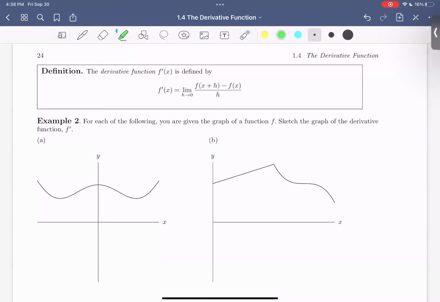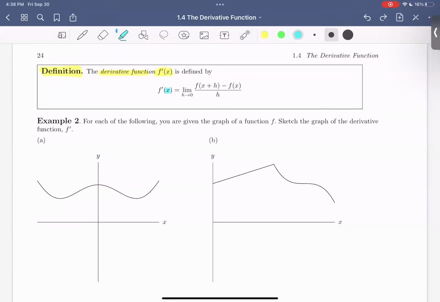Hello, everyone. In this video, we cover the last part of the notes section for section 1.4, the derivative function. So here we have a summary box with the definition of the derivative function f prime of x. We saw this in the previous video. You've also seen this in section 1.3, where this x was an a. So here we've just changed the notation. We're using x inside this formula instead of a.